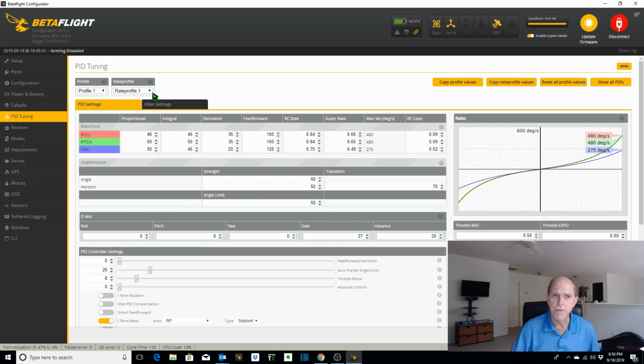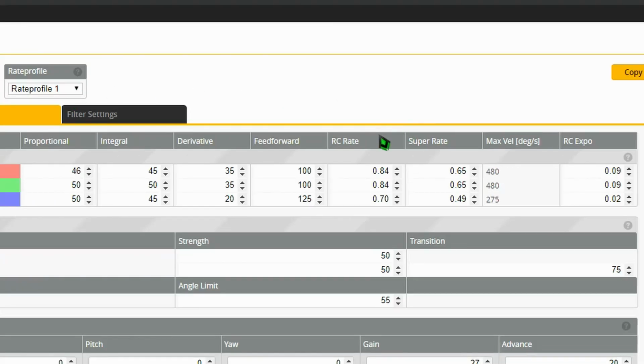On Rate Profile 1, you could go to this Rate Profile tab, it's a drop-down menu, and you can set up different profiles in conjunction with the Adjustments tab, which we'll go to next. I'm going to put them on a 3-position switch. So on Rate Profile 1, I went ahead and put my baseline race style rates here, and you can see the max velocity in degrees per second in this column.